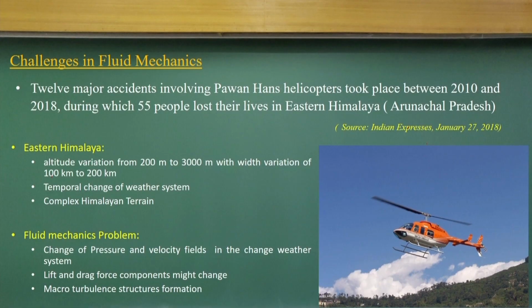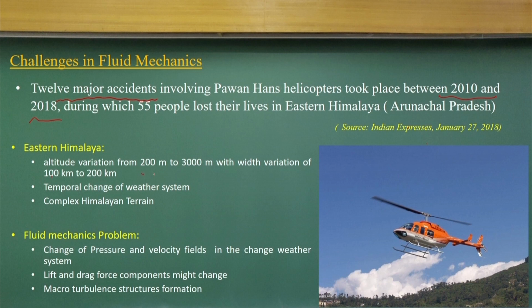If you look at the report in the Indian Express on January 27, 2018, it says that something like 12 major helicopter accidents took place in almost 8 years in the eastern Himalayas, particularly in Arunachal Pradesh, which lost 55 people. Now the question is, why do we have so many major helicopter accidents over the Himalayas?